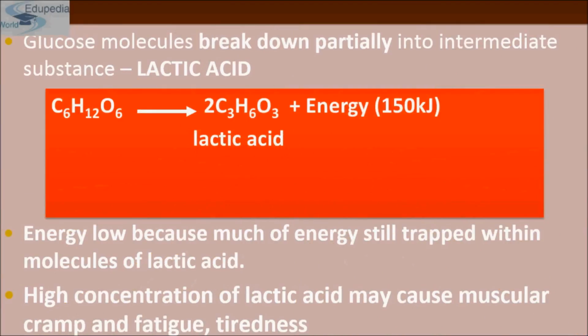As we very well know, glucose molecules break down partially into an intermediate substance known as lactic acid. This is glucose, and it is broken down partially into lactic acid, which is an intermediate, and 150 kilojoule of energy is released. Energy is low because much of the energy is still trapped within the molecules of lactic acid, of which two molecules are present.